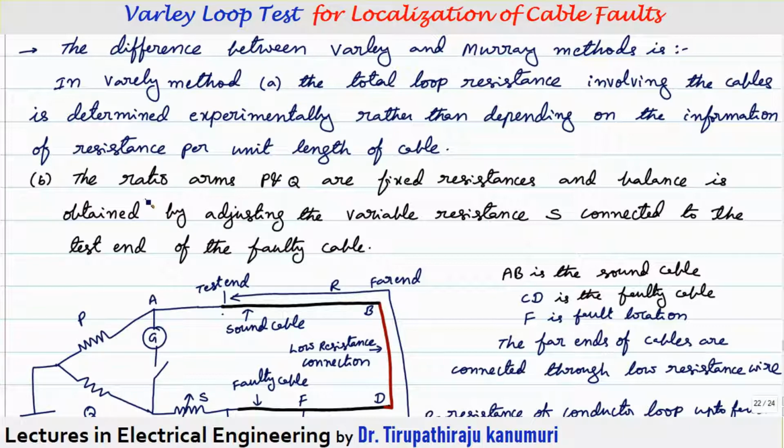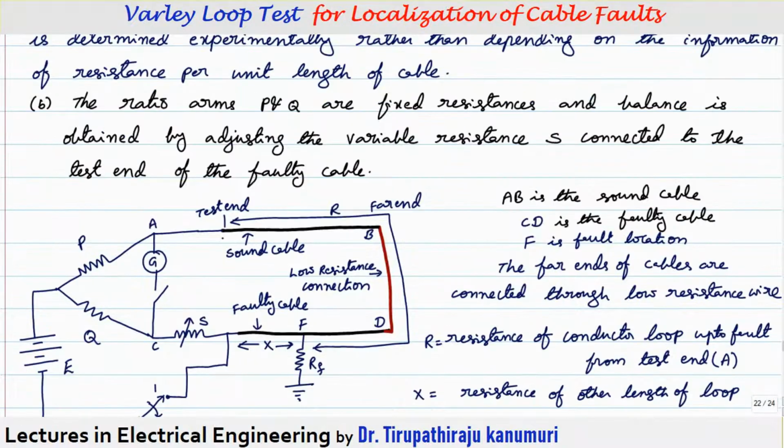And the second one, the ratio arms P and Q are fixed resistances and the balance is obtained by a variable resistance. In the previous method, that means the Murray loop test, these resistances P and Q of the bridge are variable resistances, and this point E is directly connected to a healthy cable and this point C is connected to the faulty cable. But here C is not directly connected to the faulty cable, it is connected through some variable resistance S. So this resistance S is varied to get the balance.